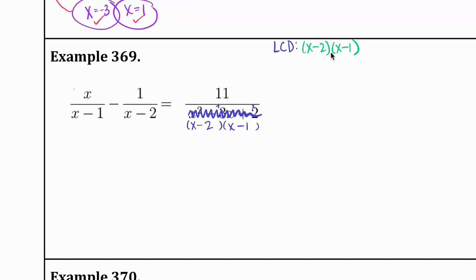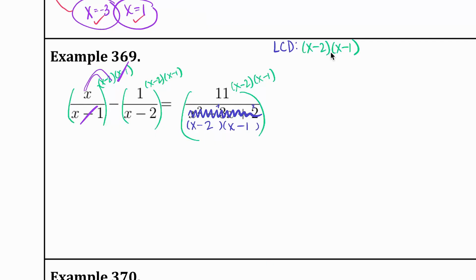So just like we did above, I'm going to multiply each piece by x minus 2 times x minus 1, x minus 2 times x minus 1, x minus 2 times x minus 1. Okay, so now let's go through and cancel what we can. This and this cancel, so I'm left with x squared minus 2x.